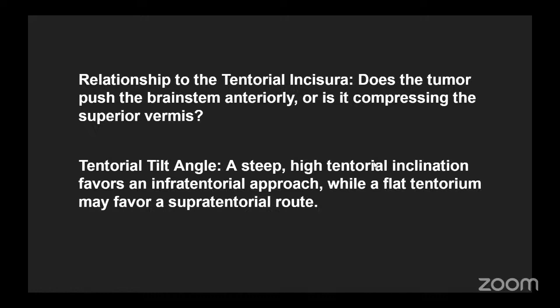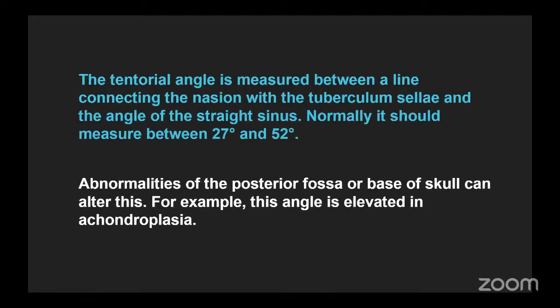We want to know the relationship with the tentorial incisura, whether it is compressing the brainstem, and whether it is compressing the superior vermis. Apart from that, we would want to know the tentorial angle. What do we mean by a tentorial angle? It is the angle between an imaginary line from the nasion to the tuberculum sellae and the straight sinus. Normally, it should be around 27 to 52 degrees. Patients with congenital disorders like achondroplasia can have abnormal angles.